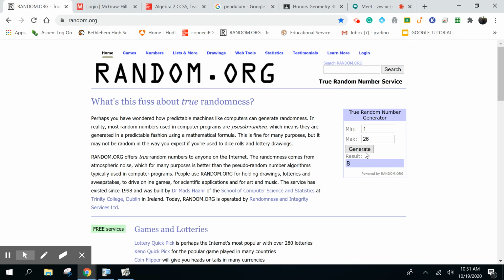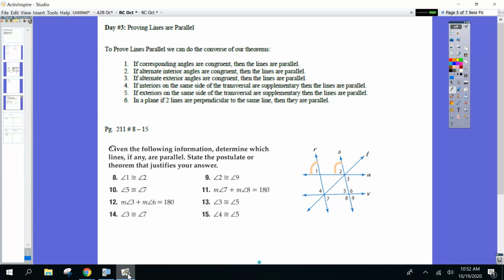Got my cheat sheet. If you want to chime in, go ahead. Here we go, Ryan. What type of angles are 1 and 2? Corresponding angles. Good job. And they're congruent. So if you know 2 angles are corresponding and they're congruent, automatically that makes my lines what? Parallel.